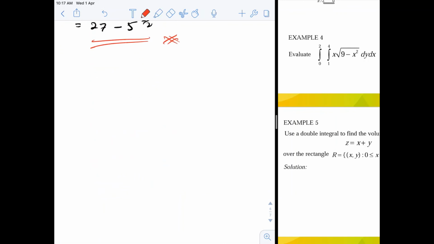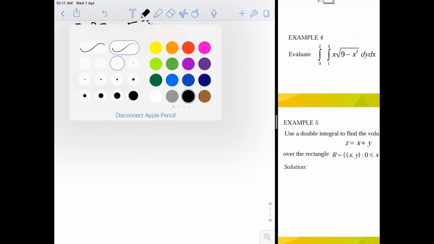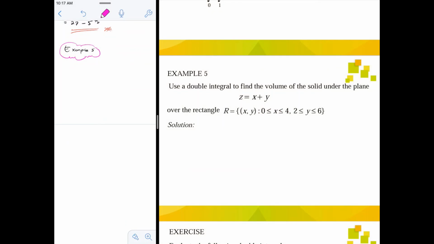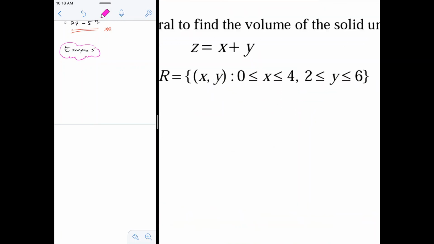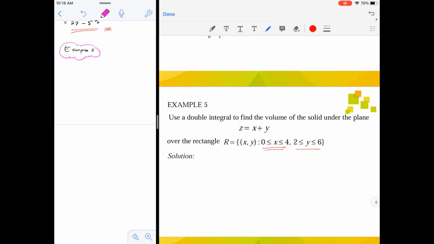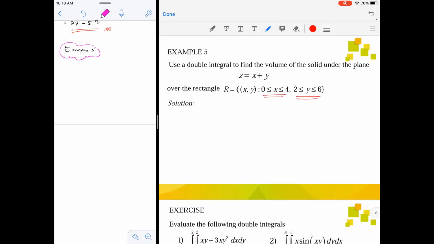Okay, next, the last example. Example 5. Let's take a look at example 5. Use a double integral to find the volume of the solid under the plane z equals x plus y over the rectangular region. x is from 0 until 4, and then y is from 2 until 6.